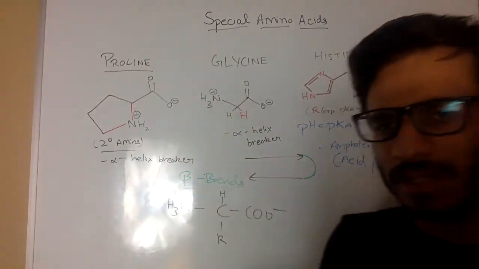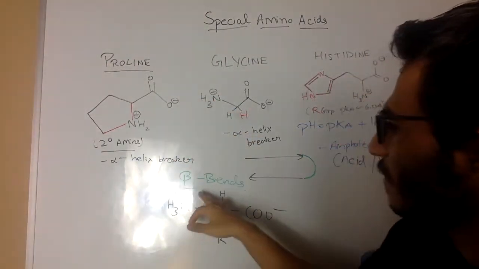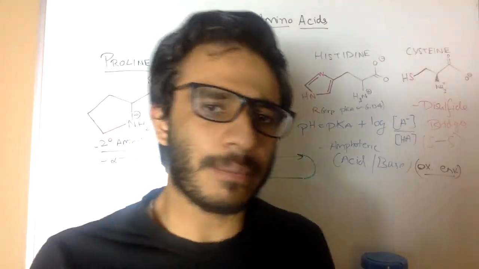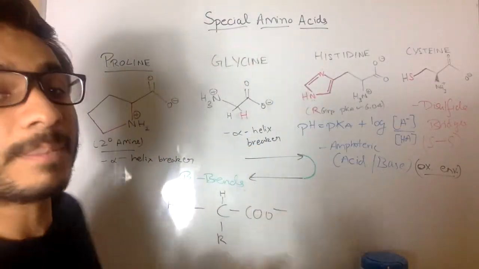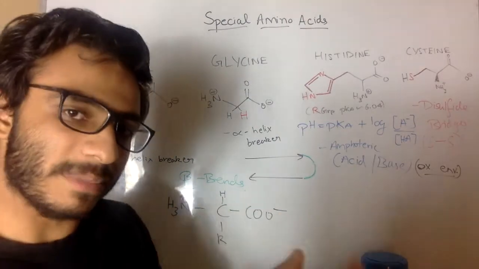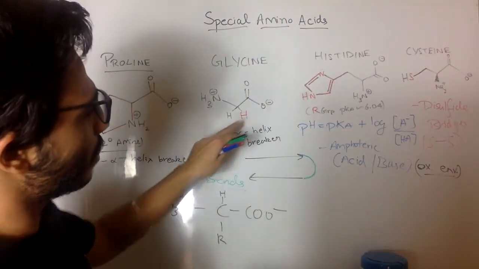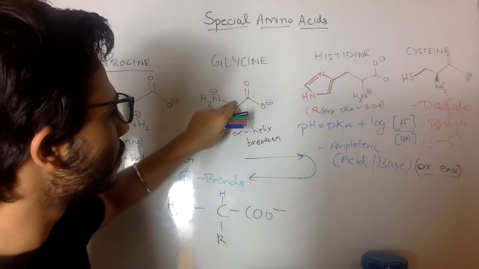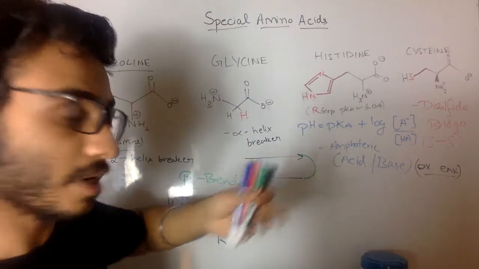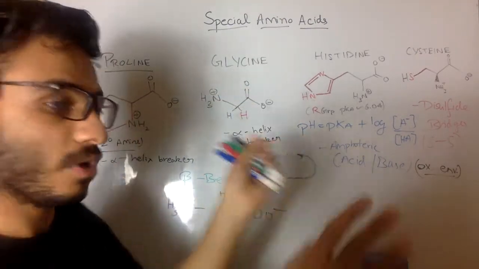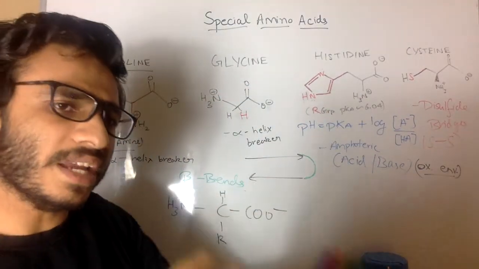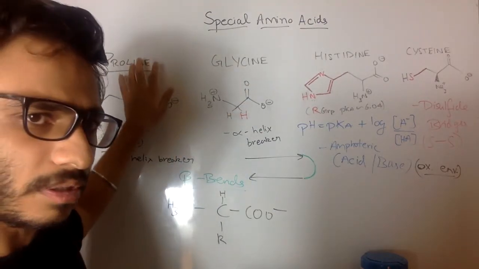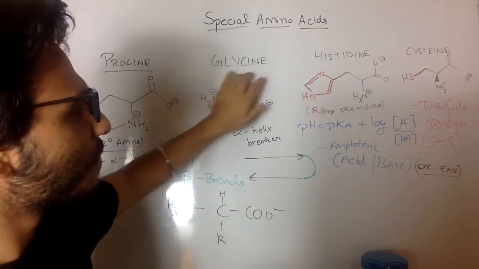So proline and glycine are alpha helix breakers, but what we normally call them in a positive manner is bend formers, or beta bend favoring amino acids. Another thing to note about glycine is that it has two hydrogen atoms, so it doesn't have a chiral carbon. So glycine has no isomers. All other amino acids have D and L isomers. Okay, so that's what's up with proline and glycine.